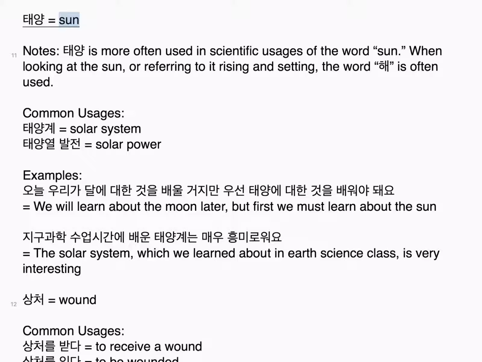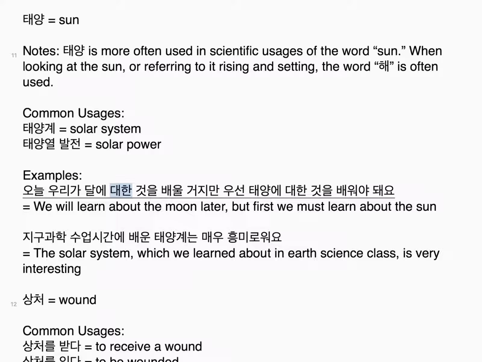태양, sun. Notes: 태양 is more often used in scientific usages of the word sun, when looking at the sun, or referring to it rising and setting. The word 해 is often used. Common usages: 태양계, solar system. 태양열 발전, solar power.